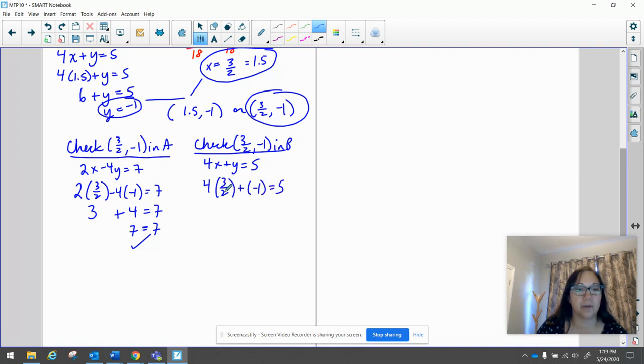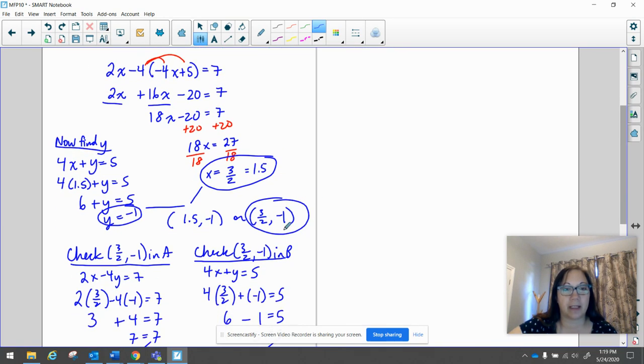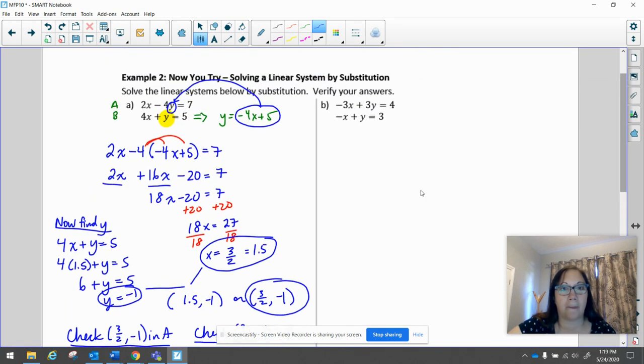So 4 times 3/2, well, the 4 and the 2 cancel to give 2. 2 times 3 is 6. 6 minus 1 does equal 5. So it works out for both. And therefore, (3/2, -1) is our answer. If we wanted to graph those in Desmos, we could plug those equations into Desmos, and we would also get an intersection point at that location.